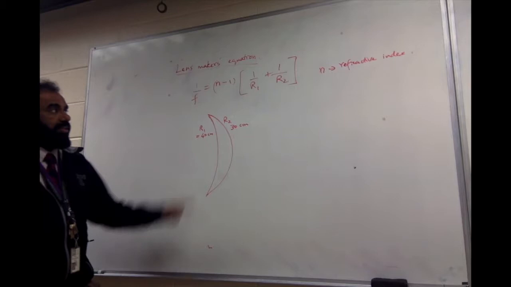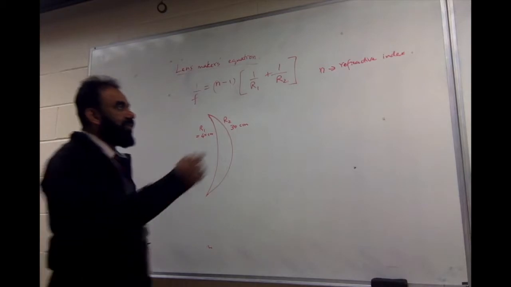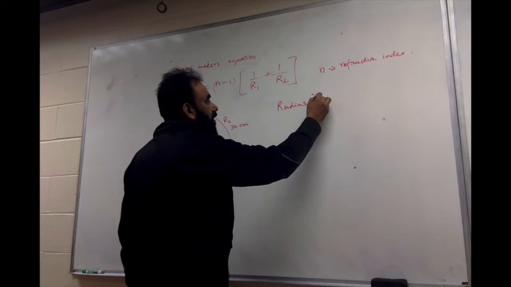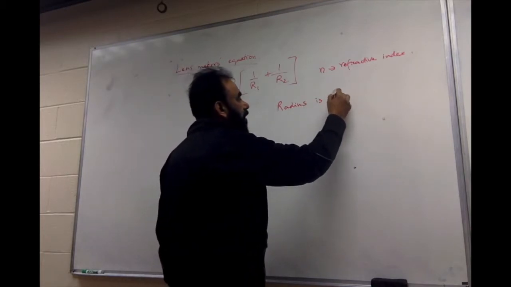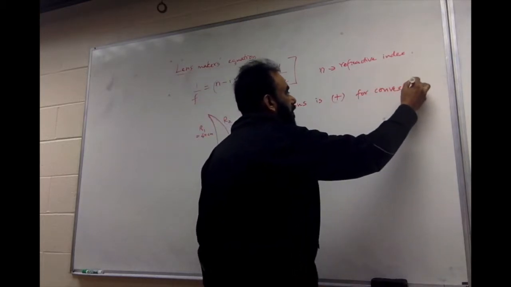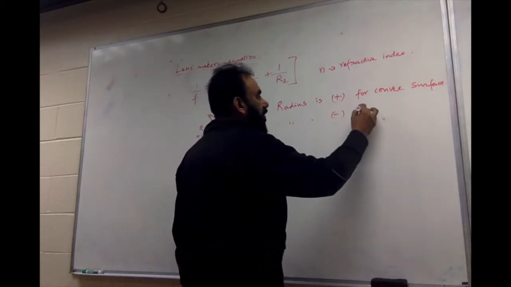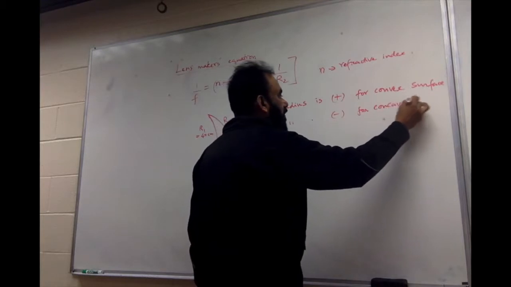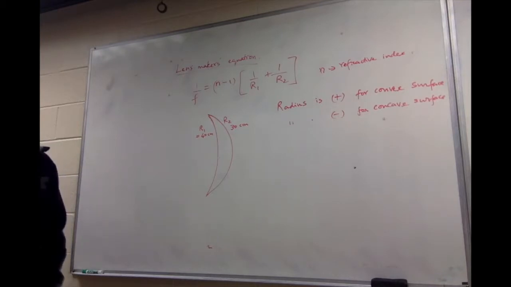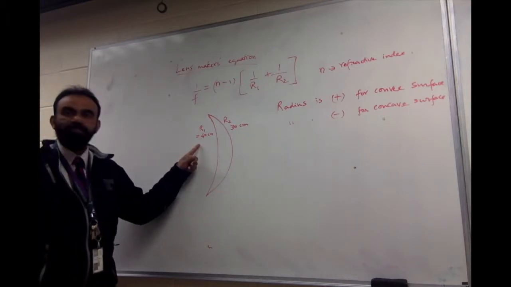Now, into this equation, you have to use the sign conventions. You know sign conventions for so many things, but what is the R1 sign convention? The radius of curvature is positive for a convex surface, and negative for a concave surface. So you just have to look for whether it's a concave or convex surface, and then put the signs accordingly.